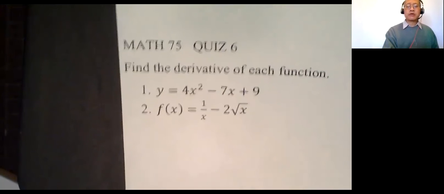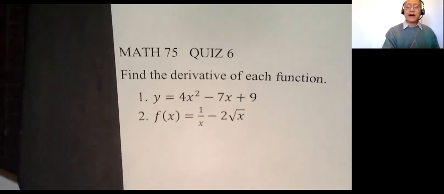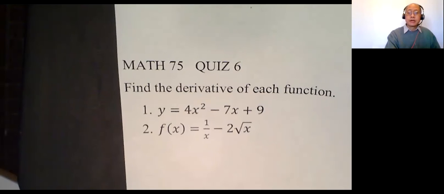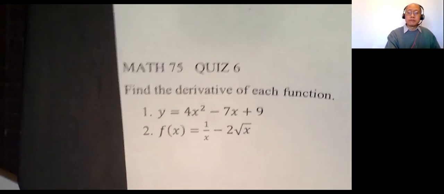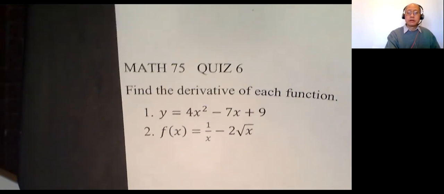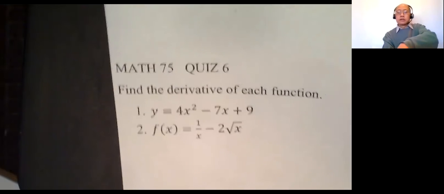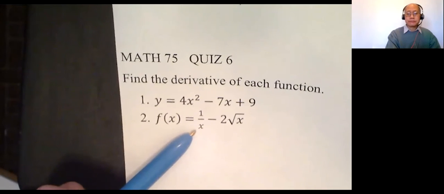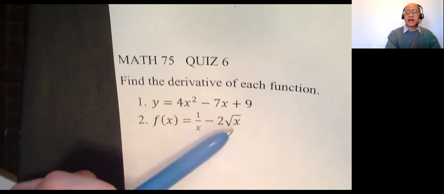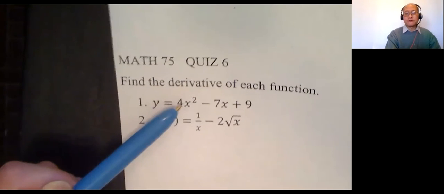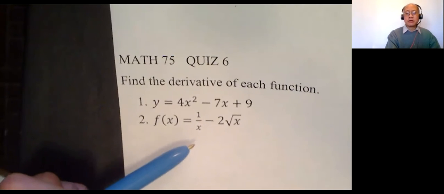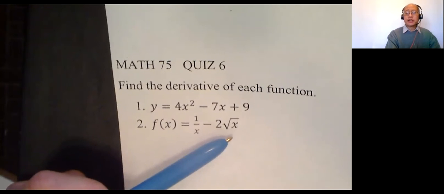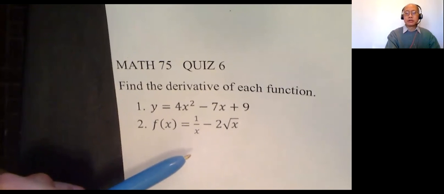Okay, I'll say something quickly about number two. Your final answer should not have any negative exponents. And it should have a square root. That's a hint for number two. So change this to x to something. So number one should be straightforward. Two is a little bit harder. Write it as x to something, and after you take the derivative, change it back into its proper form.